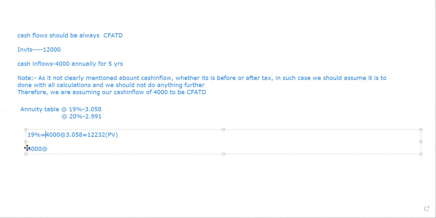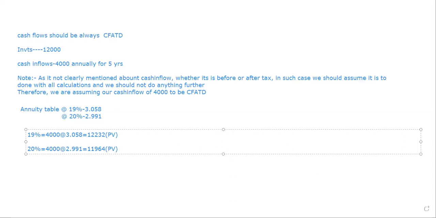Now let us go with the 20%, because if at 20% also I'm not getting a negative value, then I have to search for one more discounting factor. So we are going to check: am I getting a negative present value at 20% or not? Let me check with the calculation again. I have multiplied my 4,000 into 2.991. So I got 11,964. 11,964 is the answer. I got my present value.